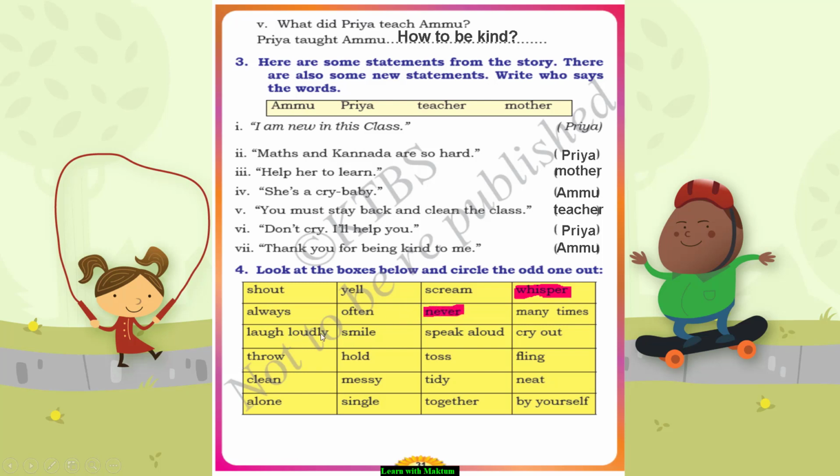Laugh loudly, smile, speak aloud, cry out. Here, smile is the odd one. Throw, hold, toss, flying. Hold is the odd one. Clean, messy, tidy, neat. Messy. Alone, single, together, by yourself. Together is the odd one. Clear with this, kids?